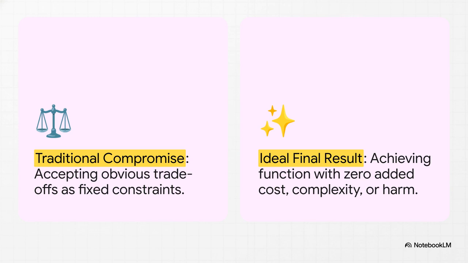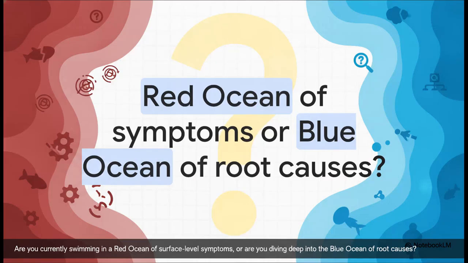The whole TRIZ mindset completely rejects the traditional compromise of just accepting obvious trade-offs. Instead, it demands that you define the ideal final result. What would it look like to achieve the exact function you want with zero added cost, zero complexity, and zero harm? You define theoretical perfection first, and then you work backward, using those cheat codes to find a genuinely inventive, feasible innovation.